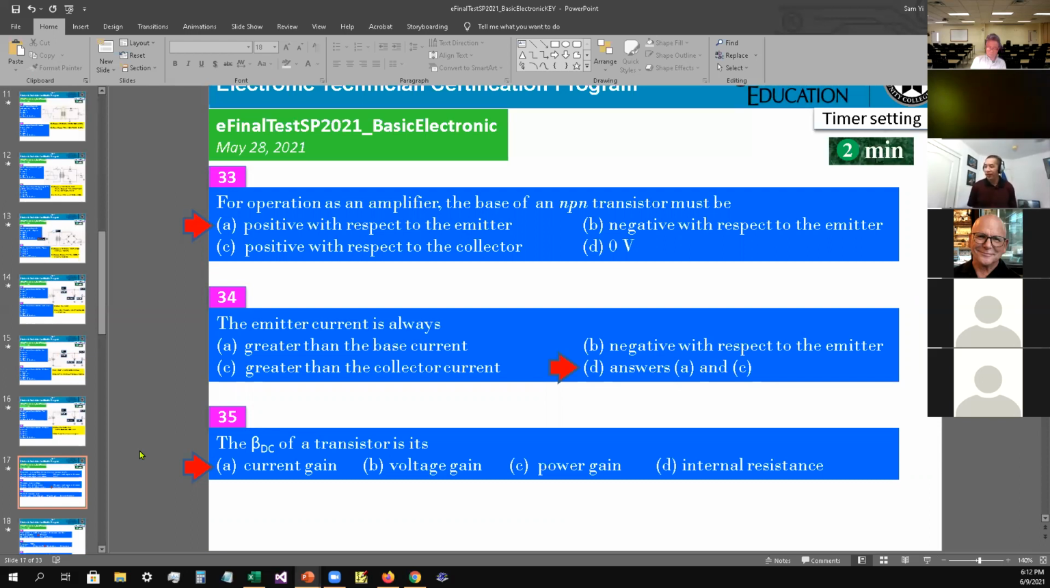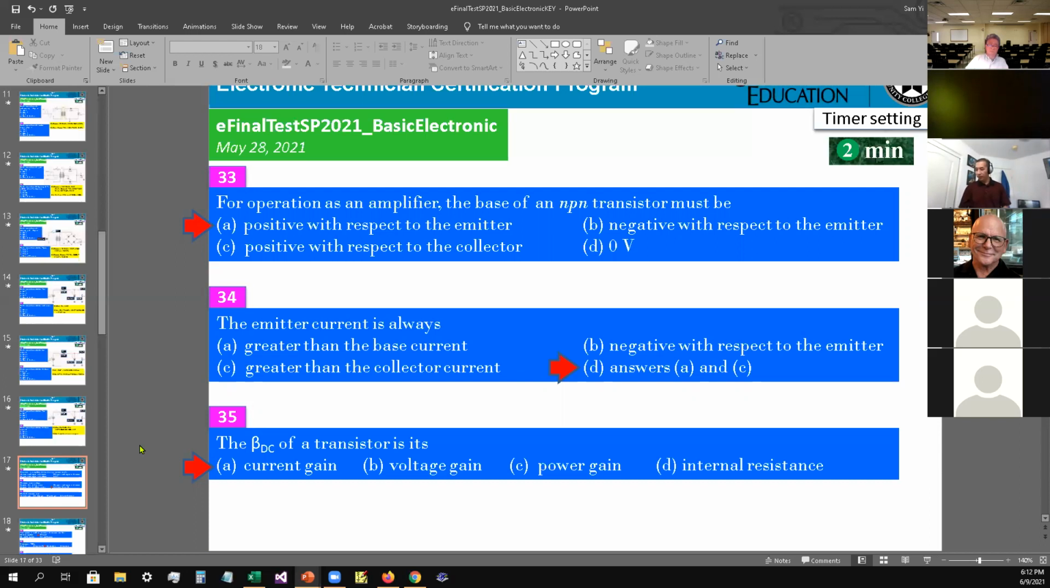Okay, 34, the emitter current is always, okay? So the answer is, remember, the emitter is like the total current that's coming from the base as well as from the collector. So it's like the total also. So it's always going to be much greater than the base, and it's always going to be greater than the collector. So the answer is D, as in David, for number 34.